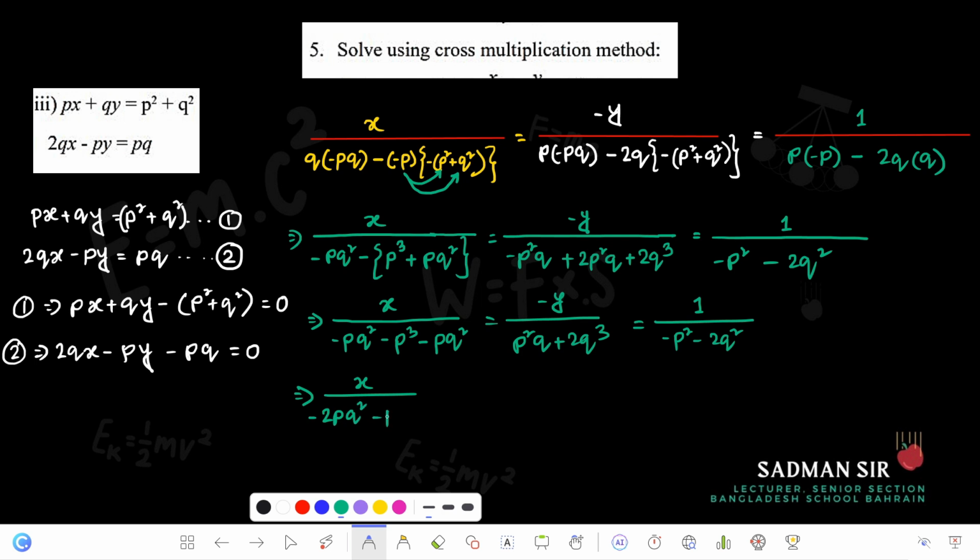minus 2pq square minus pq, equal to minus y divided by, from here we can take, I think, q common, right? So if I take q common, then what it will be like, p square minus 2q square, p square, not minus, sorry, plus 2q square. Okay, equal to 1 divided by minus p square minus 2q square. Okay. Then from here also, I think we can take p common, right?